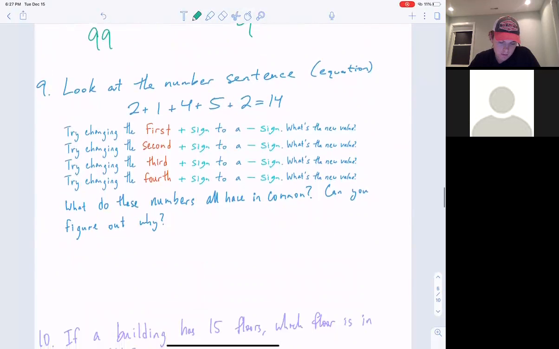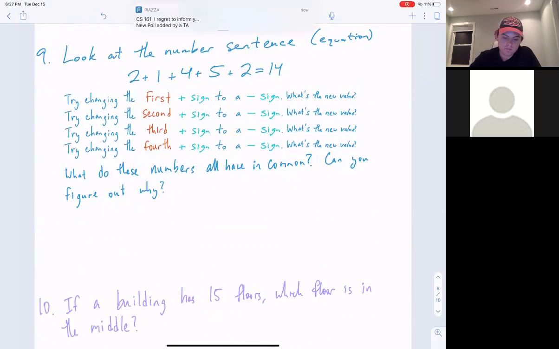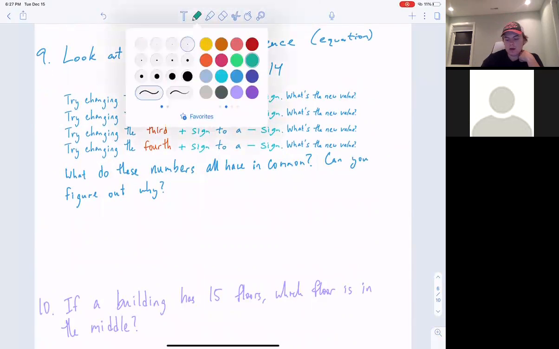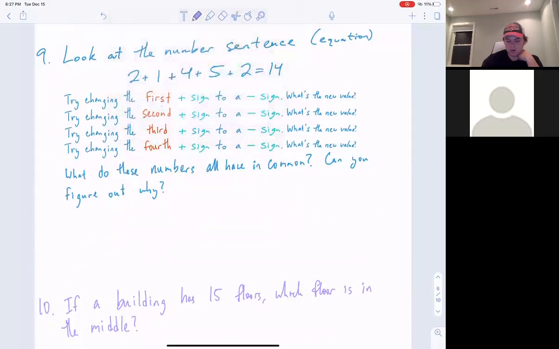All right, question 9. Look at the number sentence right here. So 2 plus 1 plus 4 plus 5 plus 2 is 14. So try changing the first plus sign to a minus sign. What's the new value? Try changing the second to a minus, the third to a minus, fourth to a minus, fifth. Okay, so pause, try it on your own, and then I'll jump into it.